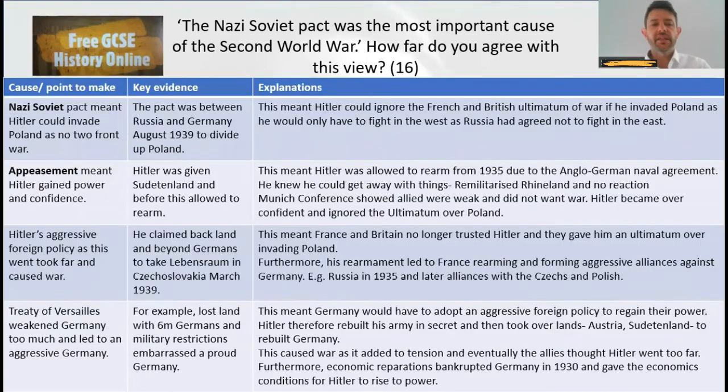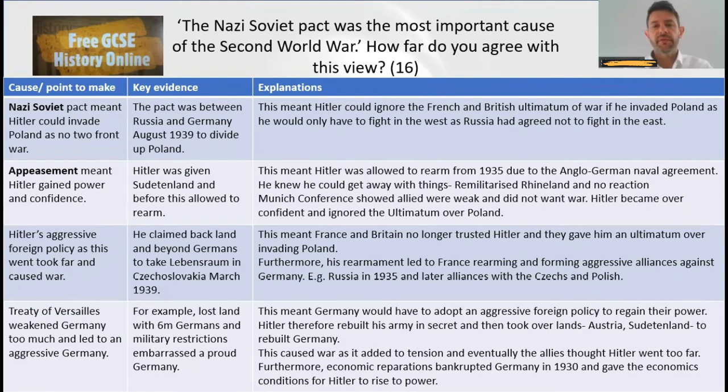So let's go back in time a little bit. Here are some of the other causes. So we've got appeasement. Appeasement meant Hitler gained power and confidence. He grew in stature. So Hitler was allowed to take the Sudetenland and he gained more power and he could take Czechoslovakia then. And this all helped him rearm and make a bigger army. If we take the theme of rearmament, we can go back in time a little bit more than the Munich crisis. We can go back to appeasement in 1935, when Hitler was allowed to rearm by the British.